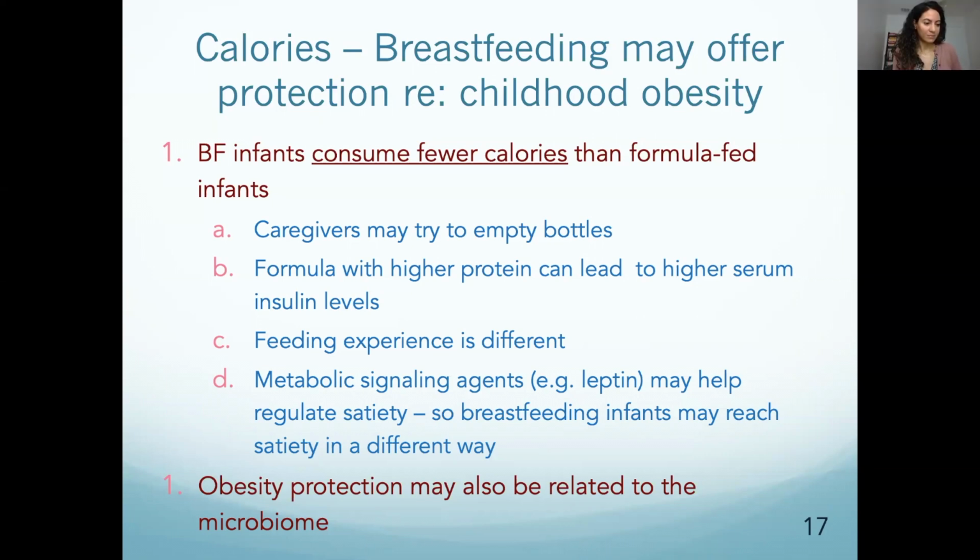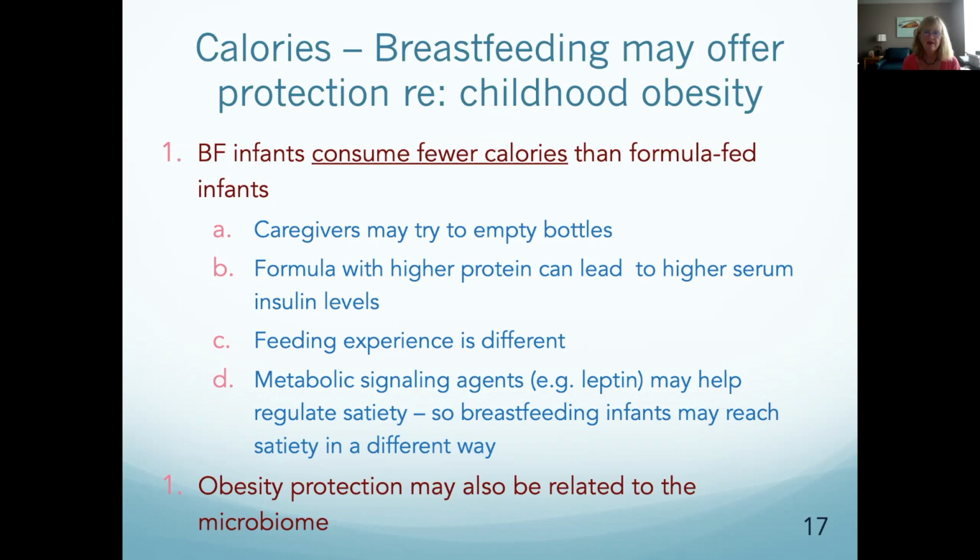Human milk has a certain amount of protein, not very much. Formula typically has more, and sometimes, if people don't mix it up just right, maybe they put the scoop a little full, there's even more protein per volume. And because of the higher protein, infants consuming formula have insulin levels stimulated to rise. And insulin, besides facilitating glucose uptake, also stimulates fat synthesis.